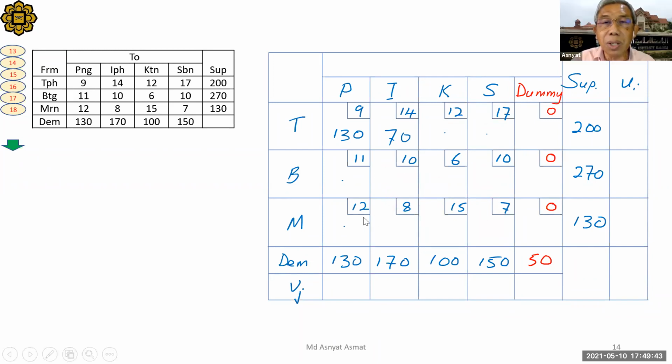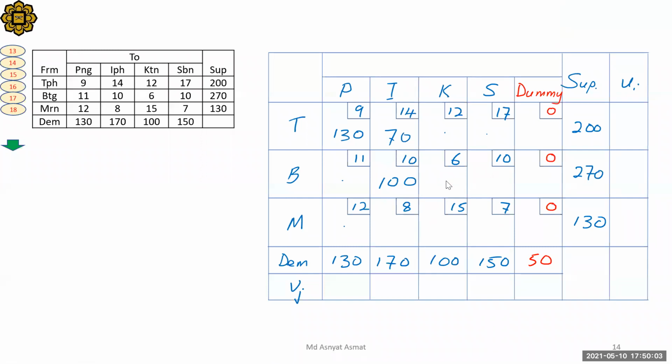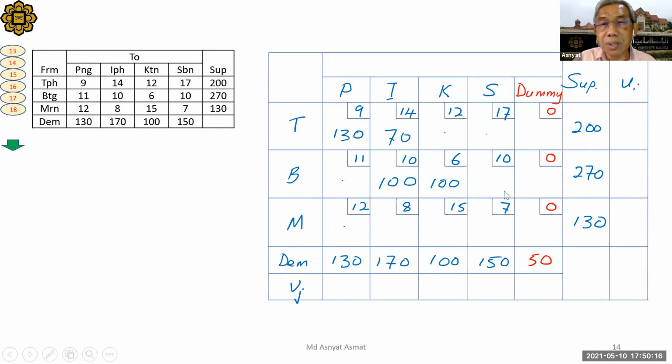Here, how many do you need? 100. Now we don't need anything from here anymore. Enough. So we are left with this 4. The next northwest corner is this side. We take all the 100, and we do not need any more from here. So we are left with this 2.